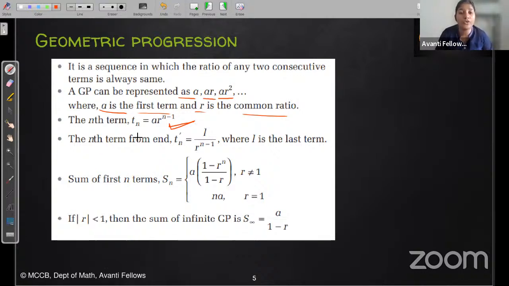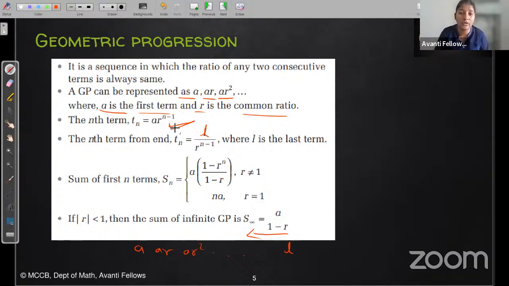And if you want to find the nth term from the last, so similarly, if a, ar, ar squared up to l is the geometric progression, and we have to find the nth term from the last term, then what will be the term? It will be Tn dash equal to l into (1 by r) raised to n minus 1. Okay.